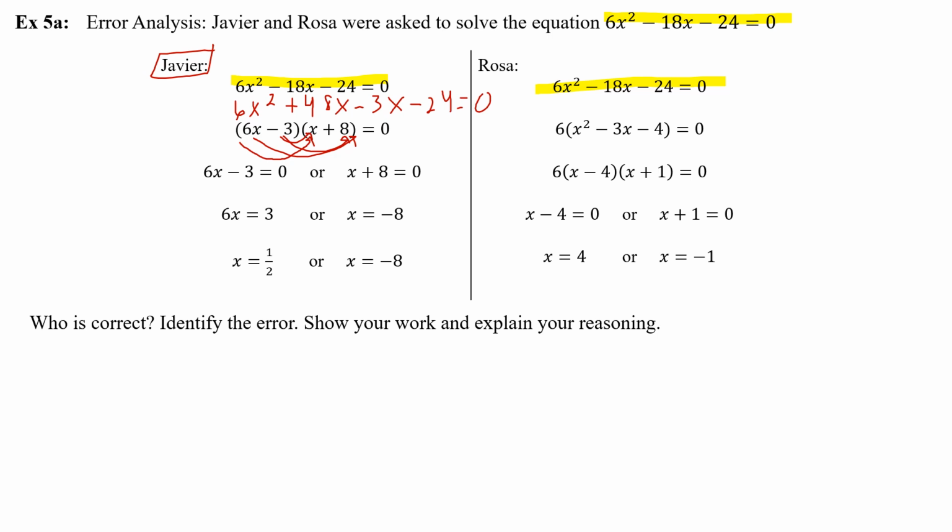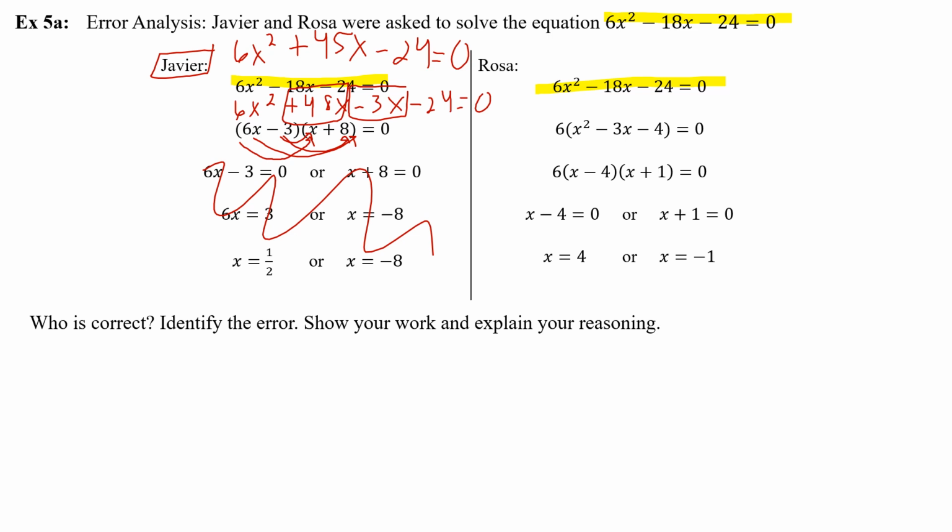If we combine like terms, we'd end up with 6x squared. 48 minus 3 would give us a positive 45x. And then bring down the minus 24 is equal to 0. So right away, we know Javier messed up when he factored out there. So everything that goes after that is automatically going to be incorrect because the initial step was incorrect. All right, so we're leaning towards Rosa potentially being correct, but let's double check her work.